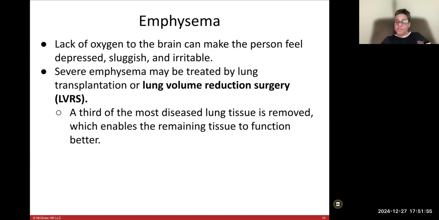The lack of oxygen to the brain can make the person feel depressed, sluggish, and irritable. Severe emphysema may be treated by lung transplantation or lung volume reduction surgery. A third of the most diseased lung tissue is removed, which enables the remaining tissue to function better during this surgery.